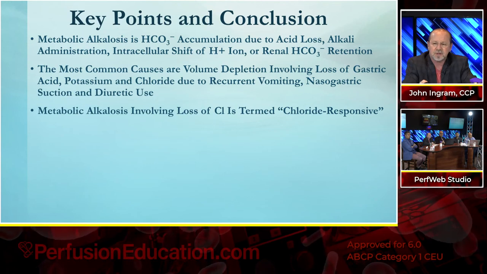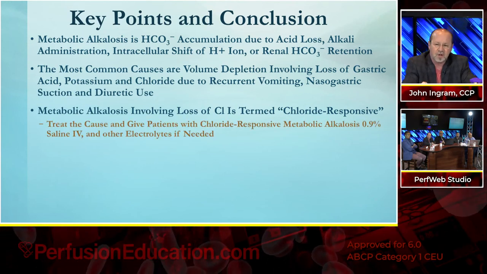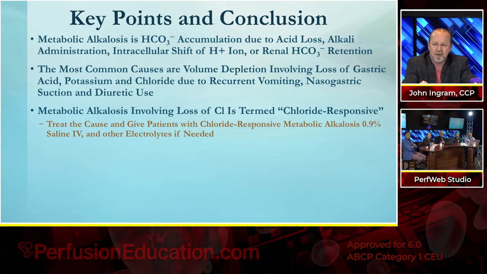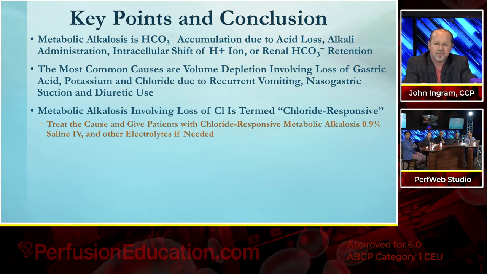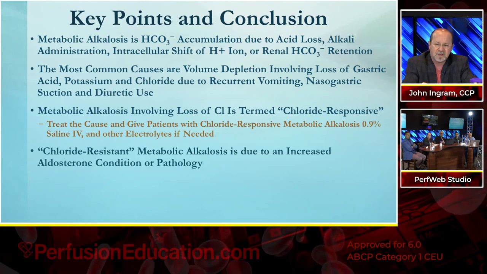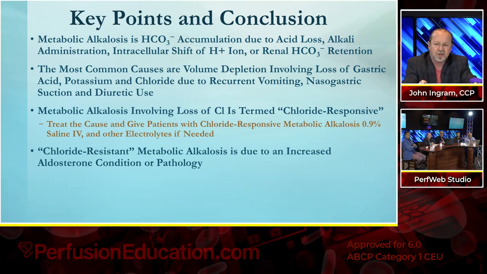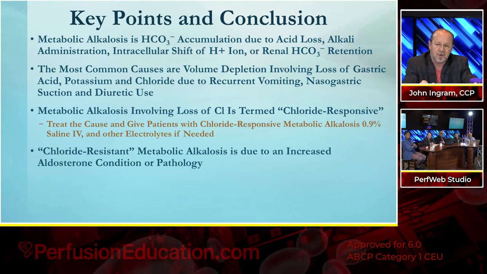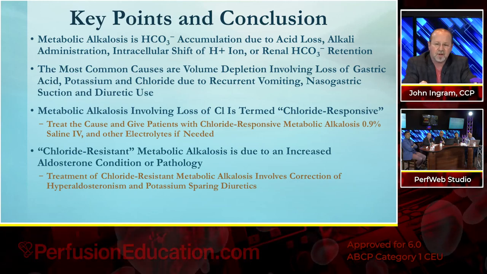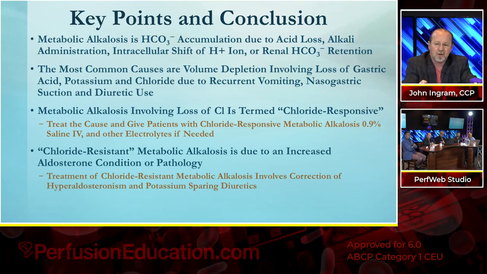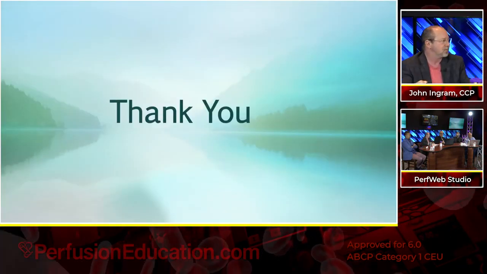Metabolic alkalosis that involves a loss of chloride is called chloride responsive. You can treat the cause and give patients with chloride-responsive metabolic alkalosis 0.9% saline IV and other electrolytes as needed. But in chloride-resistant metabolic alkalosis, you need to look at what condition or pathology is causing and driving the increased aldosterone level. Treatment involves correcting the hyperaldosteronism and using potassium-sparing diuretics like spironolactone. All right, that's all I have.